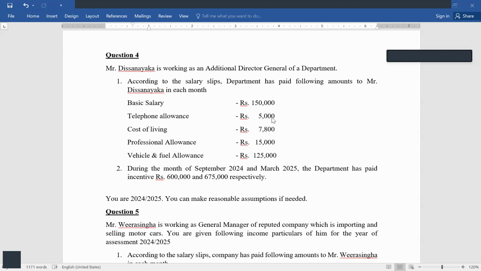So because of that, this total 5,000 is not liable, but 25% of this 5,000 is liable for tax, for the assessable income. So we cannot consider the total amount, but 25% should be considered and it should be multiplied by 12 to calculate the yearly amount. Then cost of living. Cost of living total is tax liable and should be multiplied by 12.